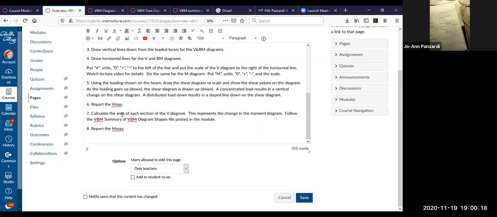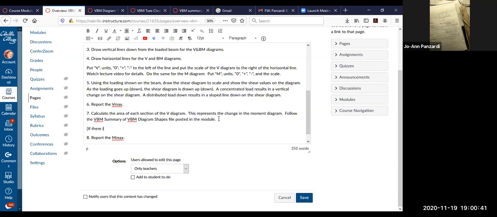Then calculate the area of each section of the shear diagram. This represents the change in the moment diagram. Follow the shear and bending moment summary of the shapes file posted in the module. Report the maximum moment. I think I want to add in here.